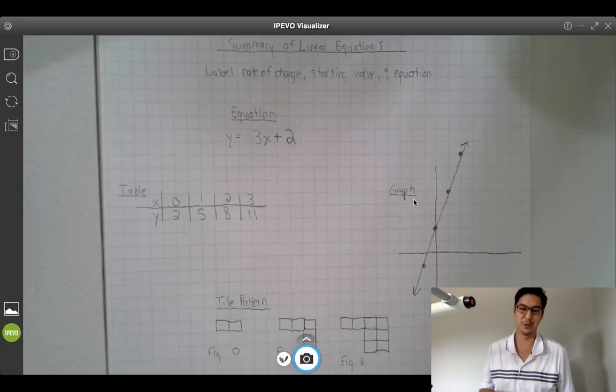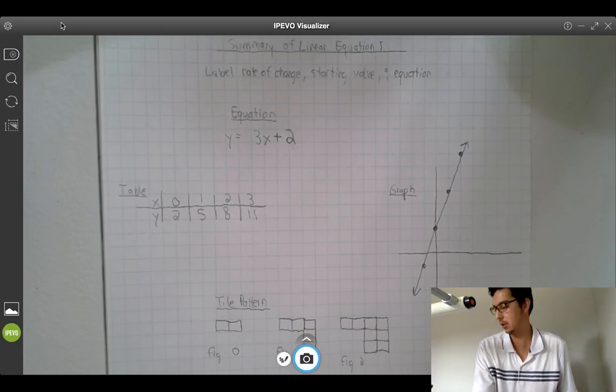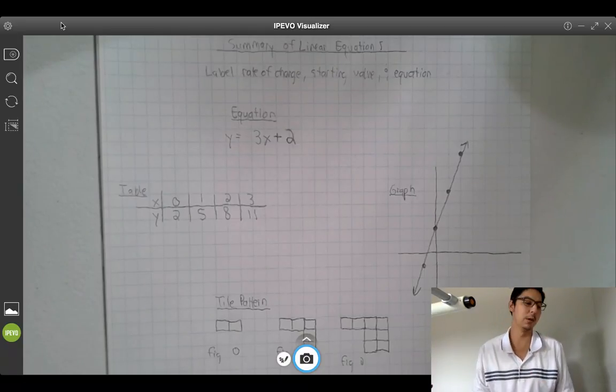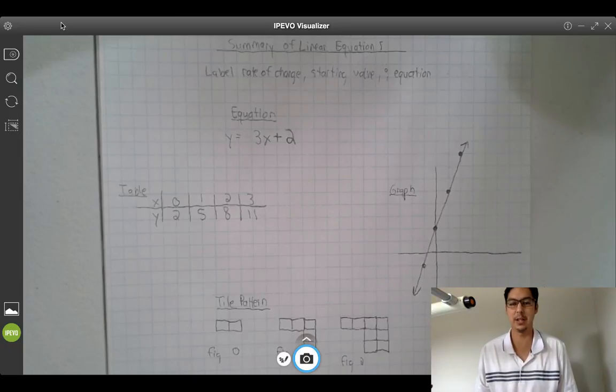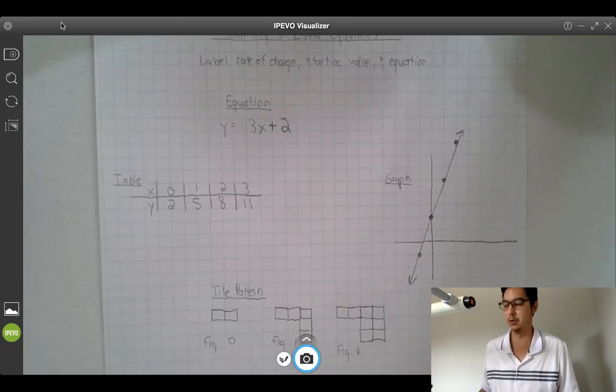Hello, Mr. Hine. Today we are talking about a summary of what we've learned with linear equations because we're getting to the end of this. And I want you to be at a spot where you understand these equations from these four different perspectives.